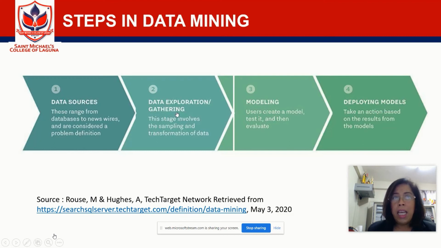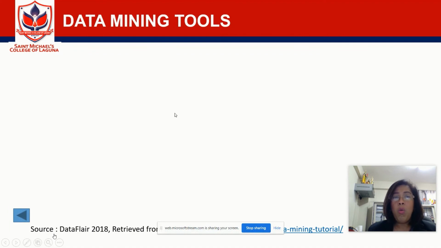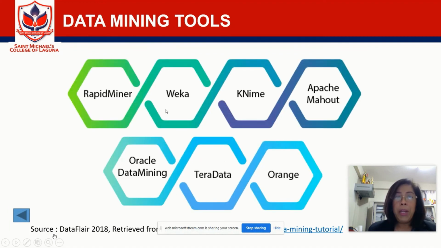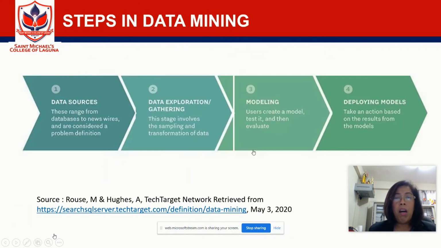And to process this data, we can apply various algorithms and test the model using these tools. And these tools are RapidMiner, Weka, KNIME, Apache Mahout, Oracle Data Mining, Teradata, and Orange. And also we have other machine learning tools out there. So if you have the source, then you can also use that. Okay, let's go back to the steps on data mining.